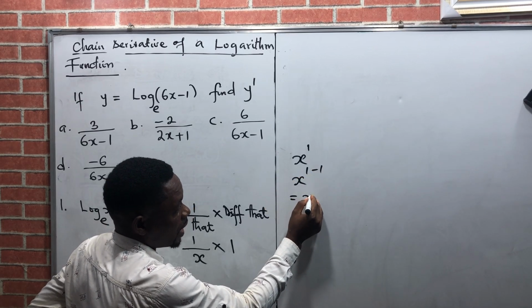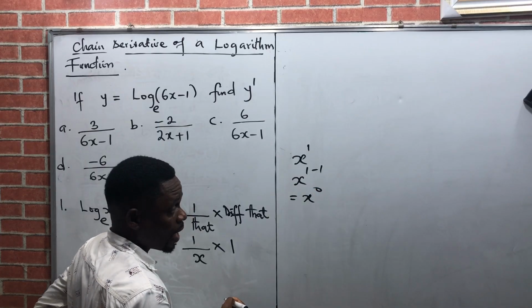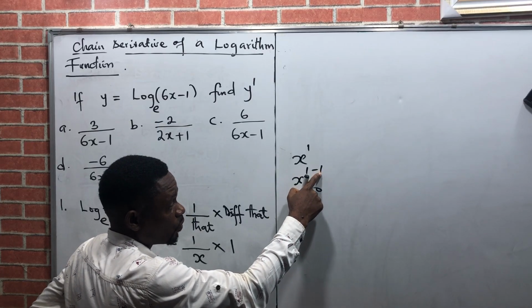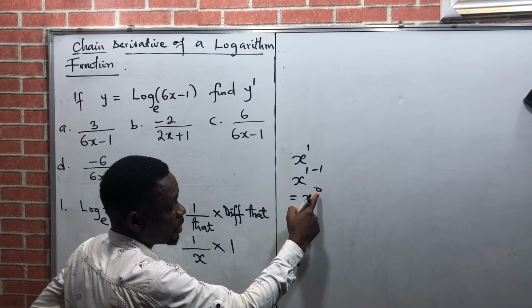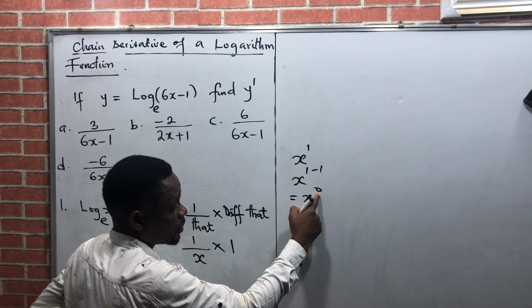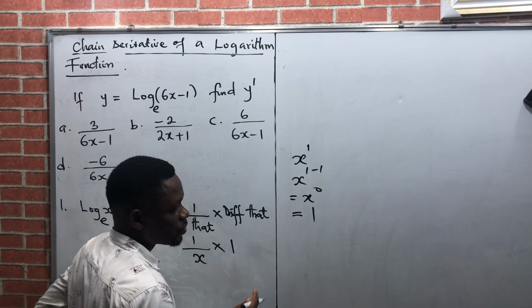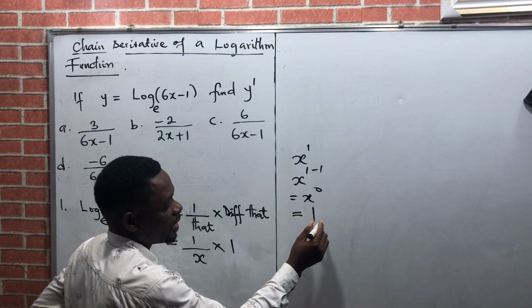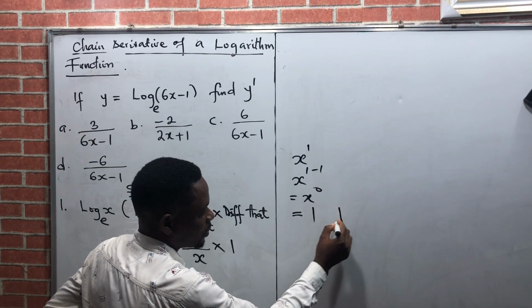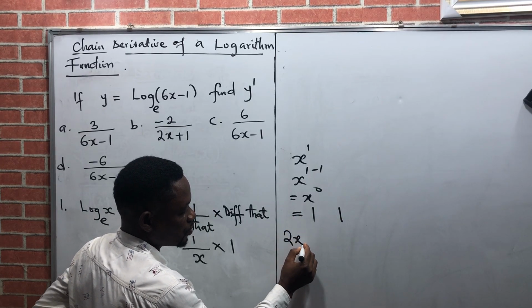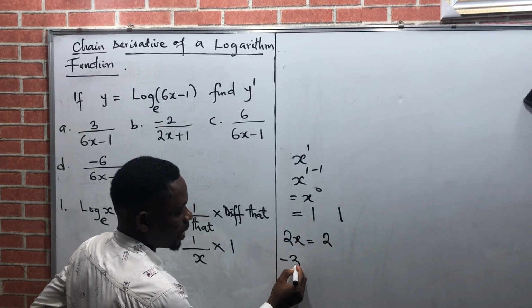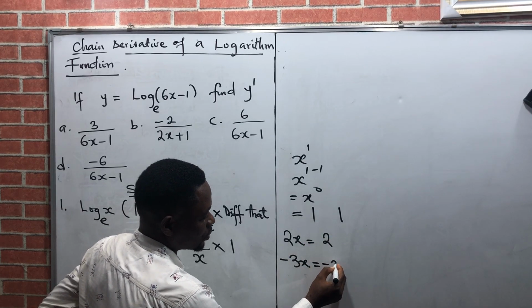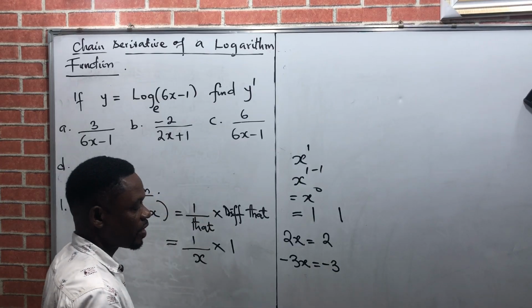It will now give us x raised to power 0. Why 0? Because 1 minus 1 is 0. In indices, a variable raised to power 0 is always 1. So if they ask you to differentiate x, the answer is 1. If they ask you to differentiate 2x, the answer is 2. If they ask you to differentiate minus 3x, the answer is minus 3. Have I made myself clear?